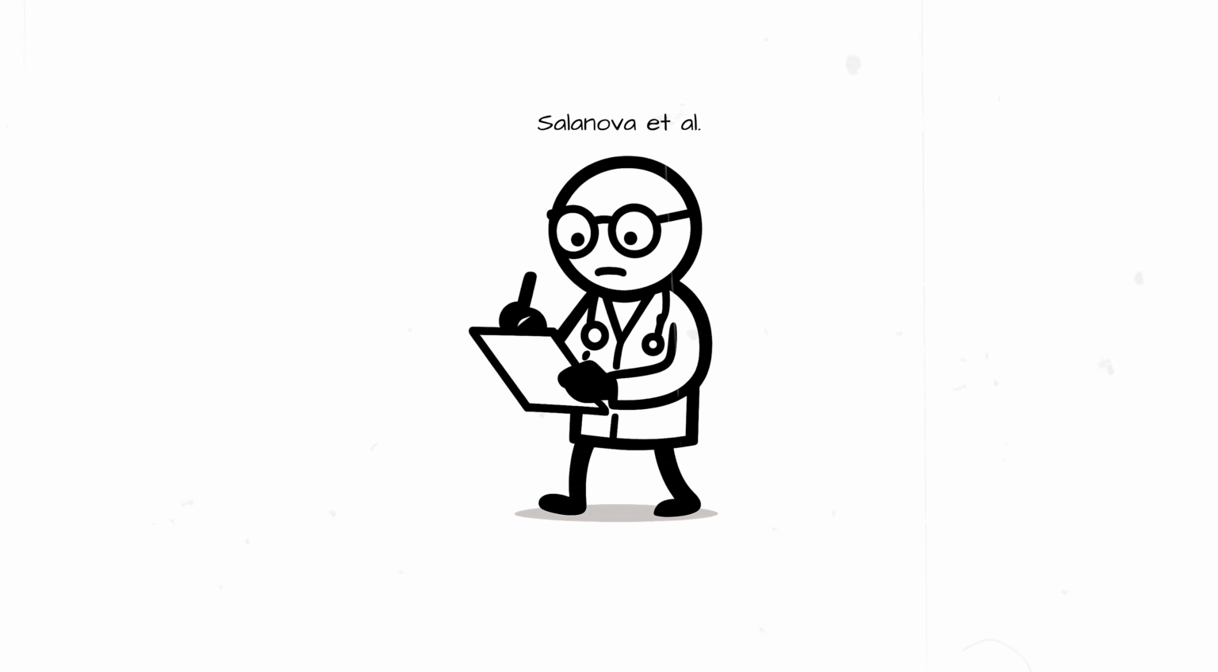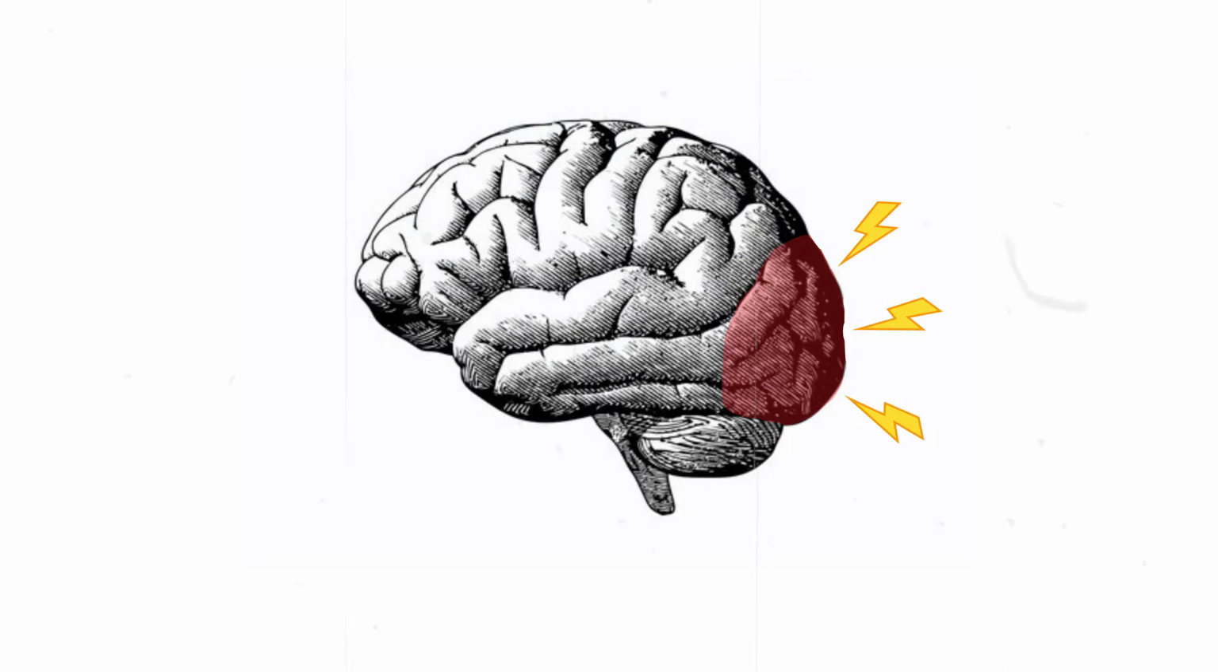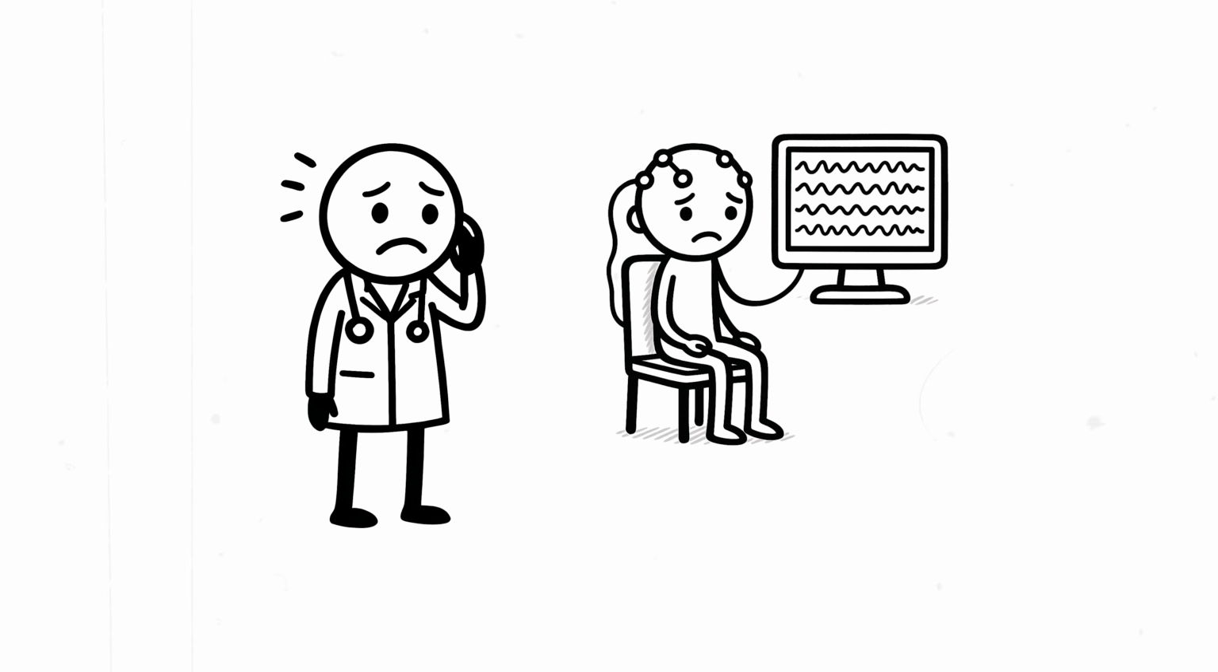According to a study by Solano et al., 1992, visual auras are present in more than 80% of occipital seizures and often precede more generalized seizure activity. Another study by Panayotopoulos in 2005 detailed how these seizures can often mimic migraine auras, leading to misdiagnosis in children and adults alike.